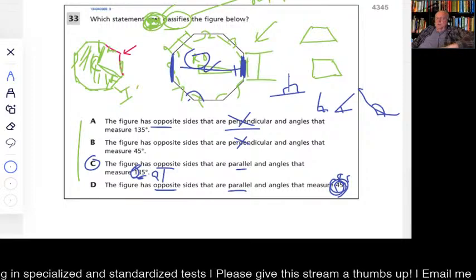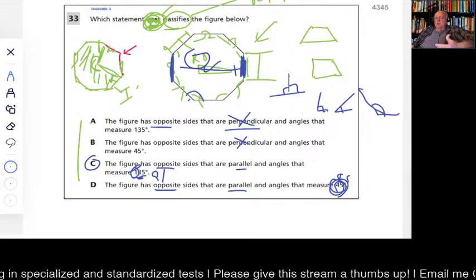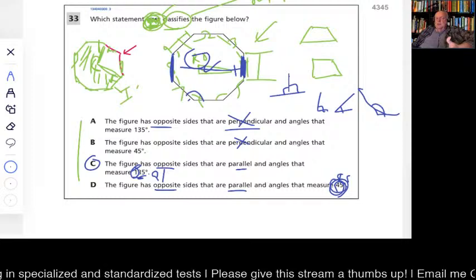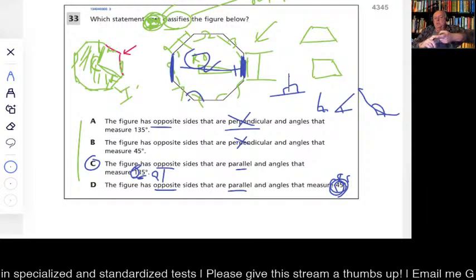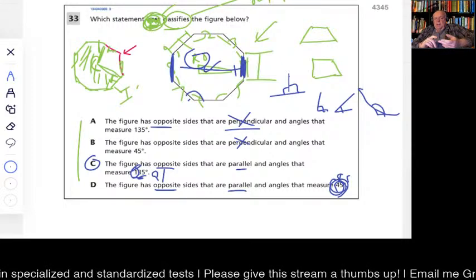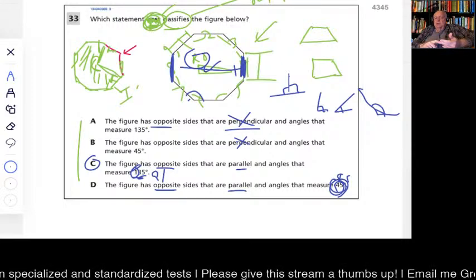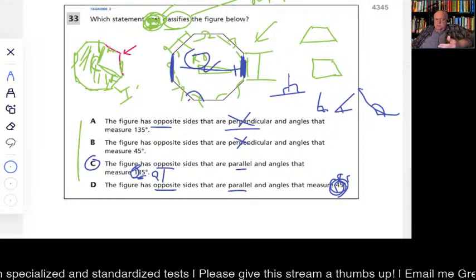So we used, this is a geometry-based question. We used all the facts we knew about stuff. So this covered a lot of topics, okay? It covered shapes, what kind of shape it is. It covered opposite sides, because there's other sides like adjacent sides.